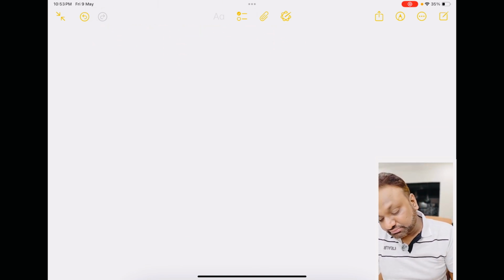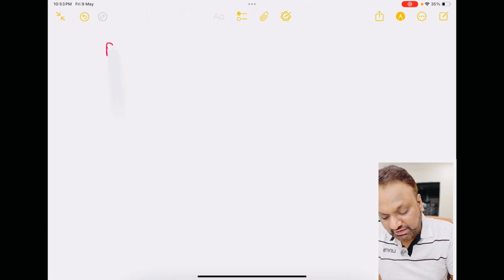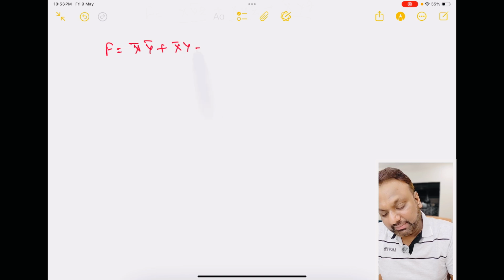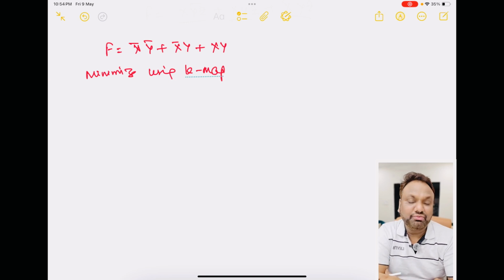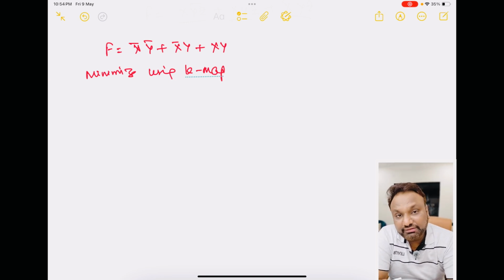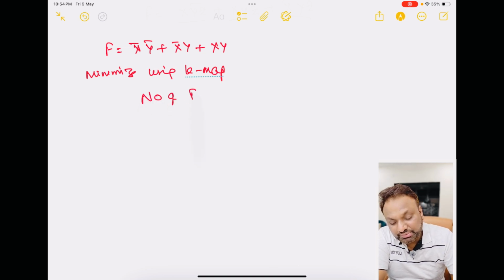Now let us try to apply this. F is equal to, let us say, x bar y bar plus x bar y plus xy. Minimize using KMap. First of all, here I didn't tell which KMap to be used. How to identify which KMap to use depends on the number of inputs. The number of inputs is equal to 2. What are those? X and y, right?